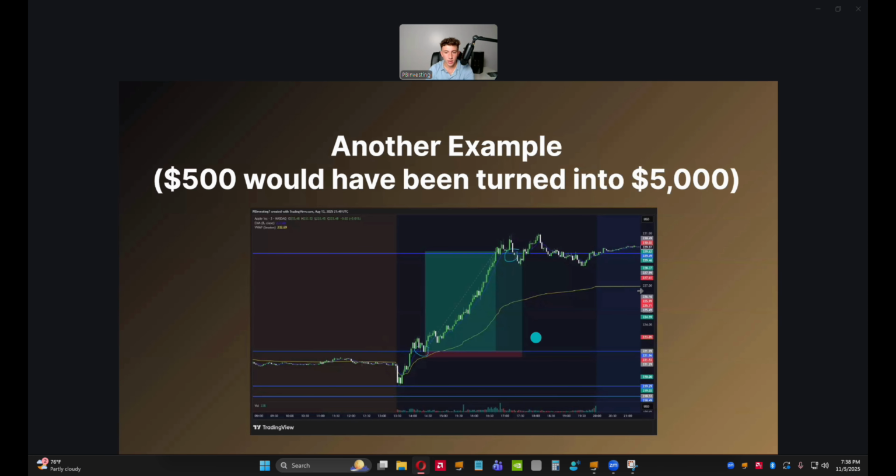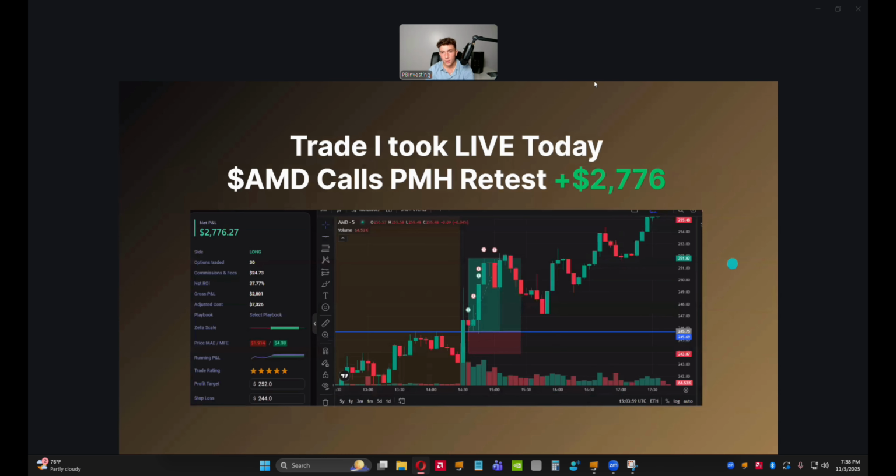Never closed under pre-market high. This is a trade I took live today. As you can see, verified P&L through TradeZella. This is the pre-market high. TradeZella literally is showing my entries and exits. This is the trade. We get a pre-market high retest.